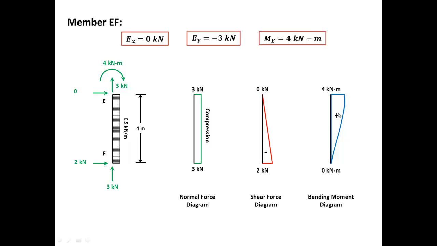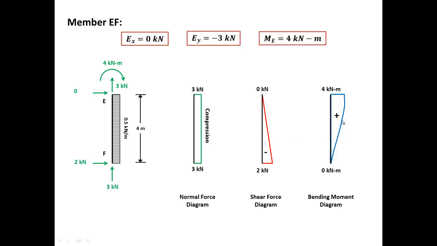And for the moment, we start with a 0 and we end up with 4 kilonewton meters. Why 4? Because that's what we got. But what about the shape here? Why is it shaped this way? Since we have a distributed load, the moment diagram will be curved. And since we have a gradually increasing or decreasing shear force diagram, we will have a curved bending moment diagram. And basically that's a relationship between integration and the derivative.